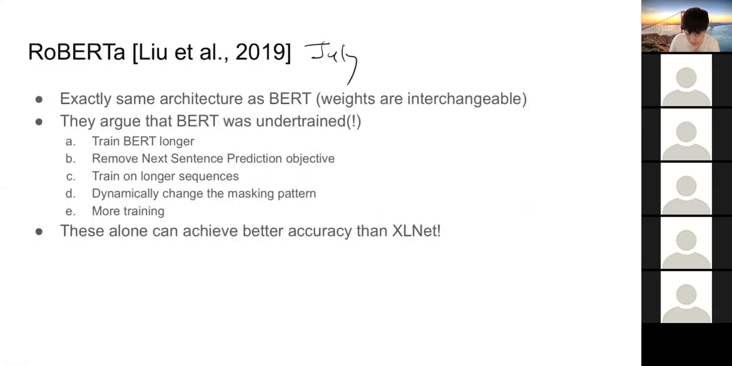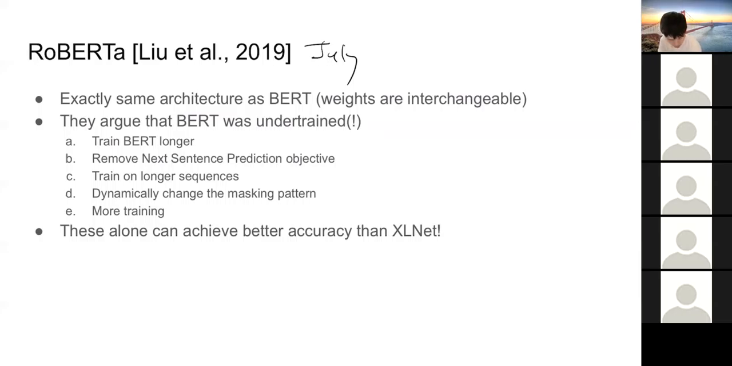And then in RoBERTa, what was amazing was that RoBERTa has exactly the same architecture as BERT, so weights are interchangeable because the architecture has no difference. But what they argue is that BERT was significantly undertrained. They trained BERT longer and it was working better. And they removed some of the training objectives, namely next sentence prediction, which is not used anymore.